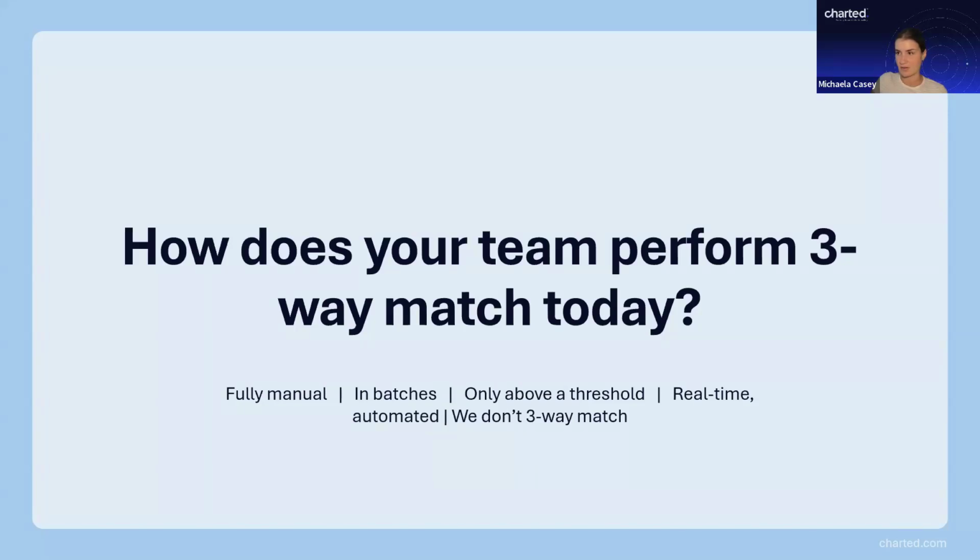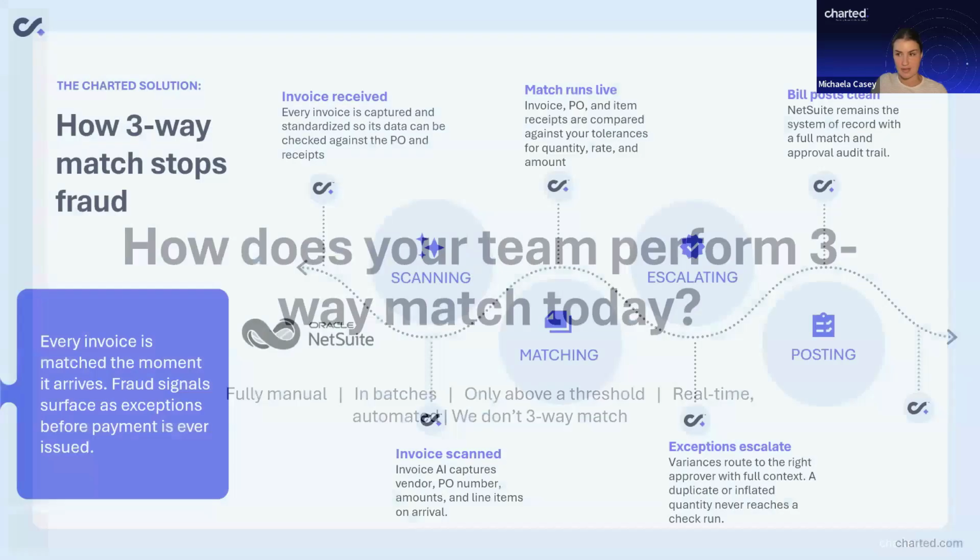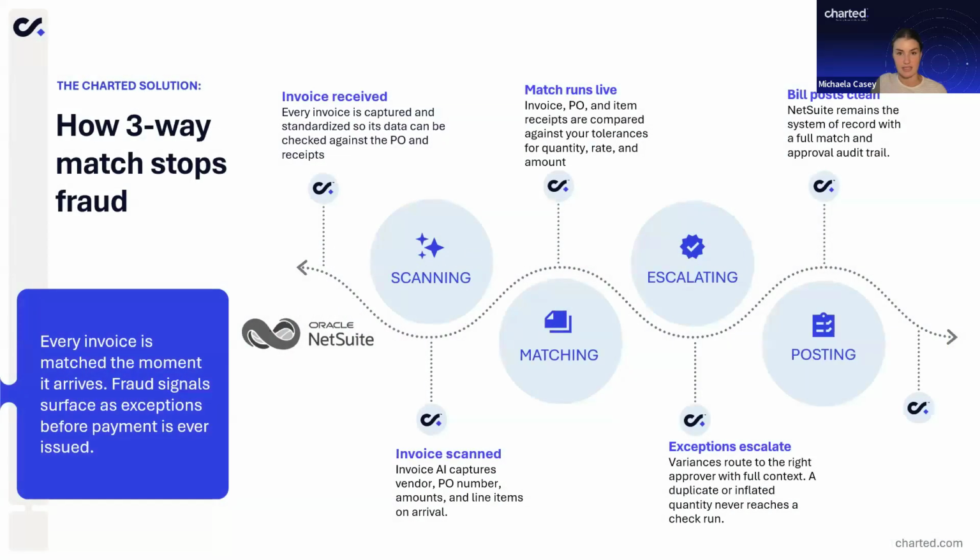Okay, great. So we see about 30% are fully manual, 21% are only above a threshold, and then 37% real-time and automated. That's great. And then about 11% don't three-way match at all. Those are stats for today. And then I'll hand it back to Mike Johnson for an overview of how the three-way match actually stops fraud, bringing in our real-time functionality here.